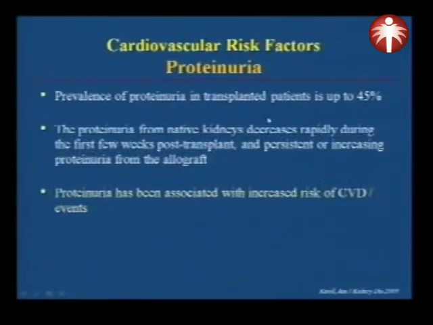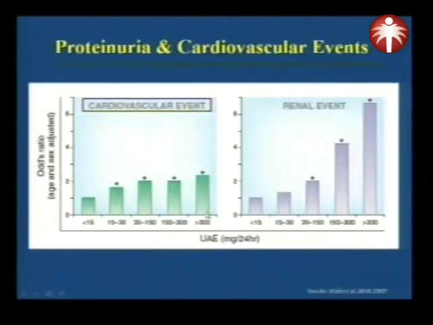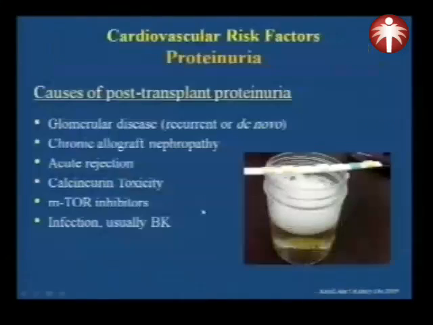Proteinuria: up to 45% of transplanted patients have proteinuria. I'm coming to different causes of it, but it's been known in many studies that it's a risk factor for cardiovascular disease. And you've probably seen this graph many times. When you have no albuminuria, there is almost no risk of cardiovascular disease. And the more albumin excretion, the more cardiovascular disease, until you reach more than 300 where there is proteinuria, and definitely it puts patients at increased risk.